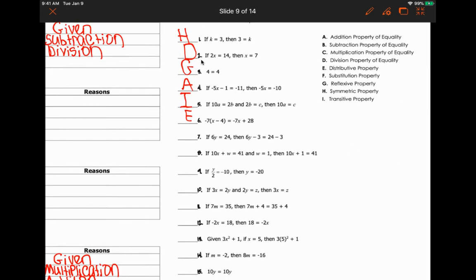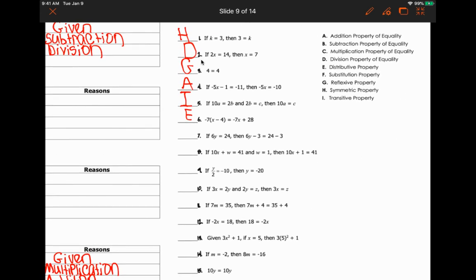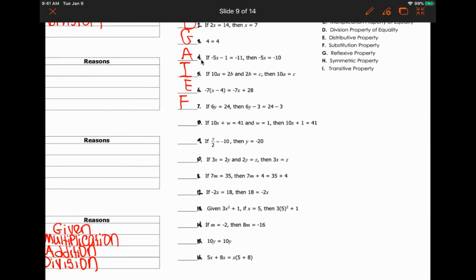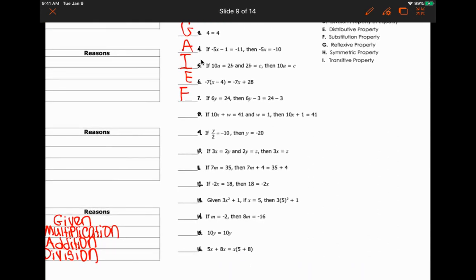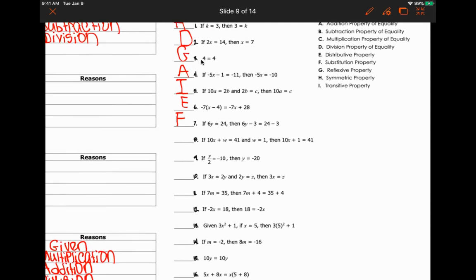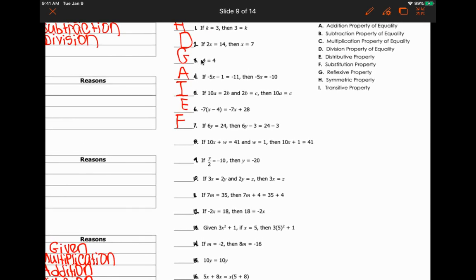If 6y equals 24, then 6y minus 3 equals 24 minus 3. So they substituted 24 for 6y, so that's substitution, F. If 10x plus w equals 41 and w equals 1, then 10x plus 1 is equal to 41. So that one is also going to be substitution because they're replacing the w with 1.